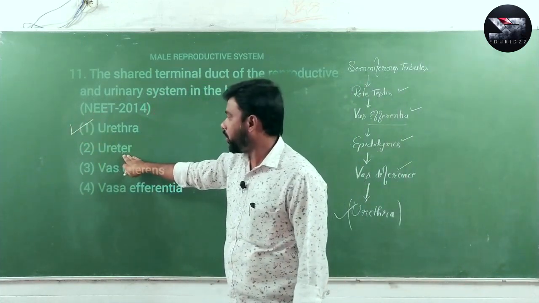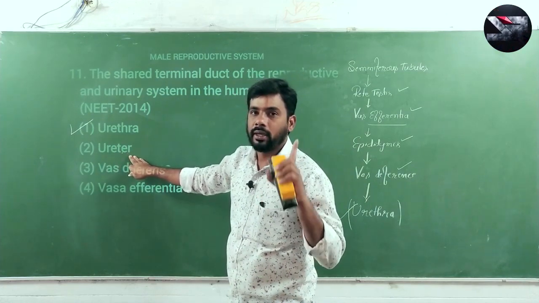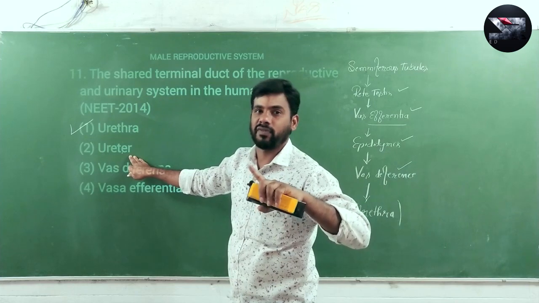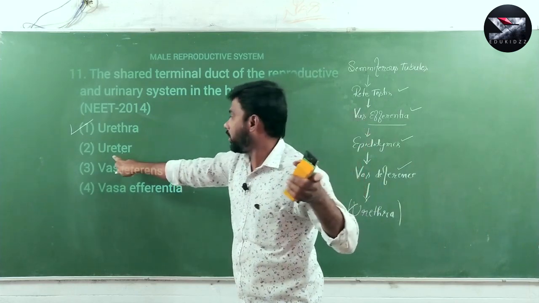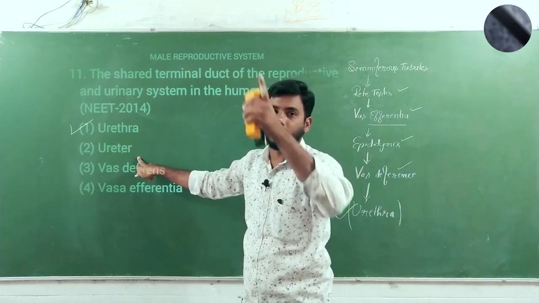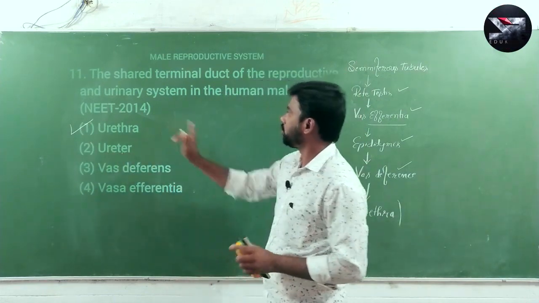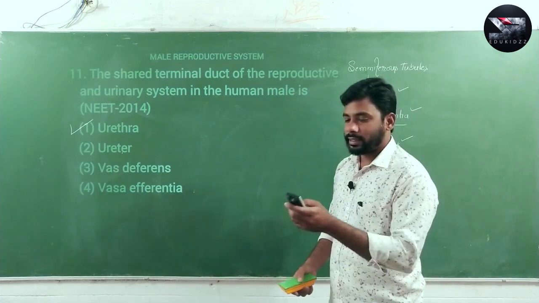But don't get confused with the ureter. There are 2 ureters. Each ureter arises from a kidney and joins the urinary bladder. From each kidney one ureter arises, and it joins the urinary bladder. Okay, so this is about this question. Now let us take the next question.